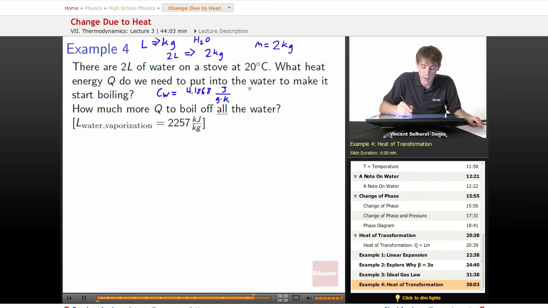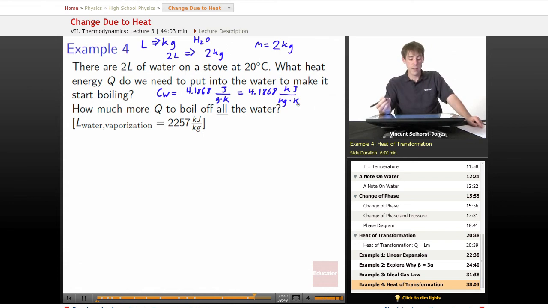But if we want to do that, we can also upconvert that to kilograms: 4.1868 kilojoules per kilogram per Kelvin, kilo both on the top and the bottom. Great. So now that's what our specific heat is. That's how much energy it takes to raise it 1 degree.